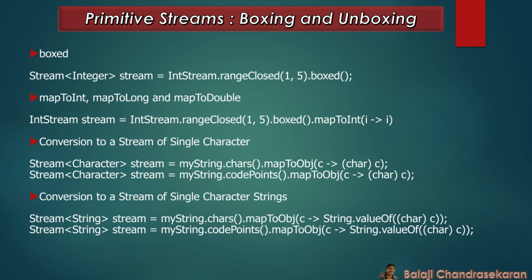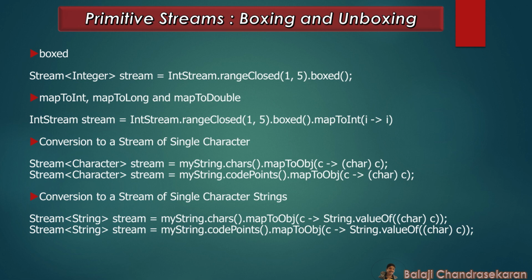Sometimes we may need to work with streams of objects instead of primitives, especially when using methods that require stream operations specific to objects. The boxed method facilitates this conversion by allowing us to switch from a primitive stream into a stream of objects. The boxed method is typically applied to primitive streams such as IntStream, LongStream, and DoubleStream. It returns a stream consisting of the elements of the original primitive stream but boxed into their corresponding wrapper classes like Integer, Long, or Double respectively.